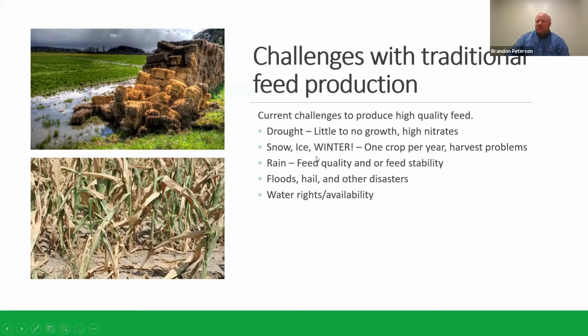Some of the current challenges with traditional feed production, obviously drought, little to no moisture, snow, ice, winter. A lot of the parts of the world can only get one crop per year because of winter. The strange thing is the parts of the world that can get two crops or grow feed year round often struggle with water. They don't have enough water, they don't have access to the water, or the water isn't clean or usable. Rain is an issue putting up high quality feed with spoilage, floods, hail, and then water rights.